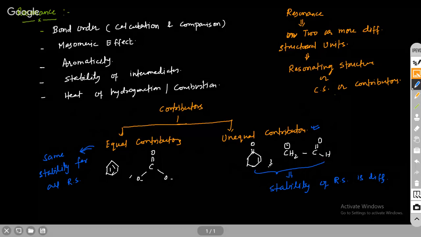So whenever I say relative stability of canonical structure or resonating structure, it means we are talking about unequal contributors. And since stability is different, one is more stable, the other one is less stable. So the more stable contributors are what? Major contributors. And this one is minor. Understood? Major or minor contributors. Correct? So this is the basic theory that you should know.